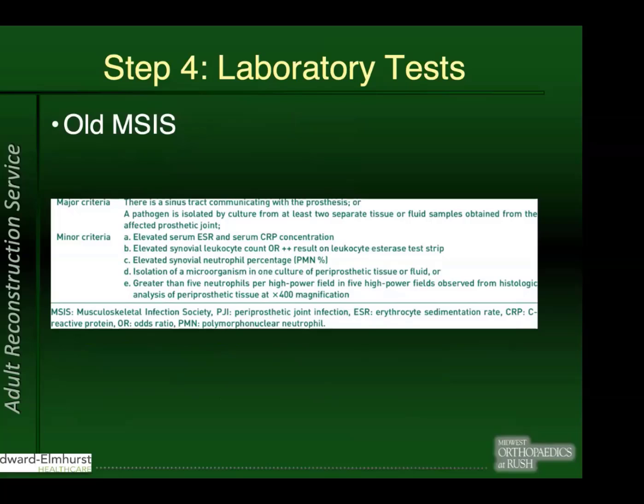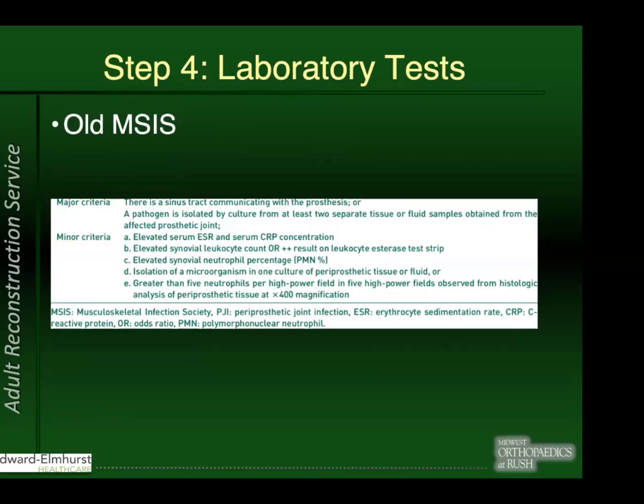We'll cover aspiration in a second here, but just a brief mention of the MSIS criteria. This is the old criteria. I usually use this more than the newer one. It's the major and the minor criteria. If they have a sinus, you're infected. That's pretty simple. If you've aspirated and they have two separate tissue cultures obtained from the joint that are the same, then that's infected. The minor criteria: elevated labs, the aspiration, and then some of these things are actually intraoperative findings. But this is more often what I'll use.